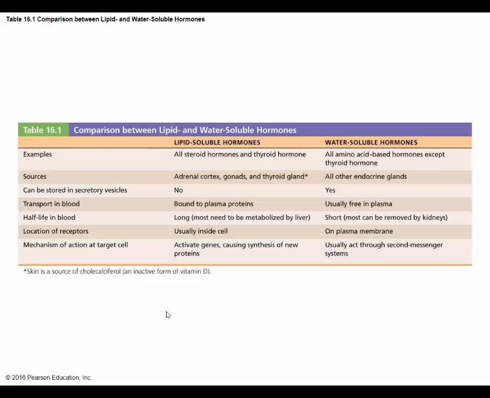You can see that the steroid and thyroid hormones are the lipid-soluble, and they are not stored, so they have to be made on demand. They are bound to plasma proteins. They hang out in the blood much longer, and the receptors are inside the cell. And what they do at the target cell is they activate genes, telling mRNA to go in there, get DNA, and make a protein via protein synthesis, like what we did in lab the first week. That whole process is what happens when lipid-soluble hormones stimulate a target cell. They stimulate the synthesis of a protein.